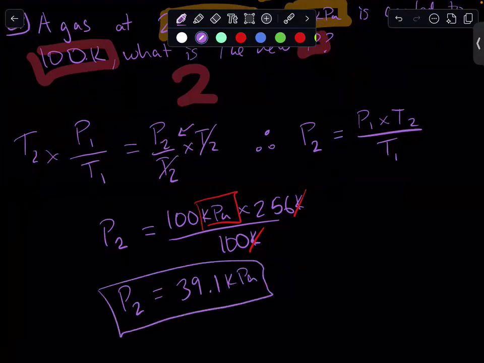Well, that's about it. So I hope this helped you with the gas laws, learning all three of them, as well as their relationships and their graphical representations. So have a great day.